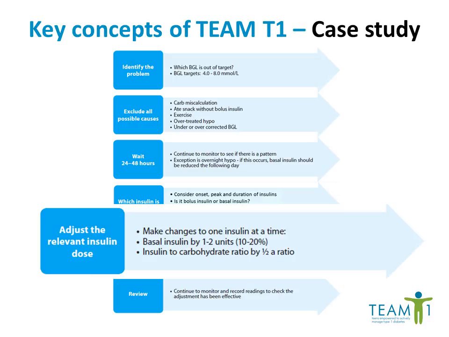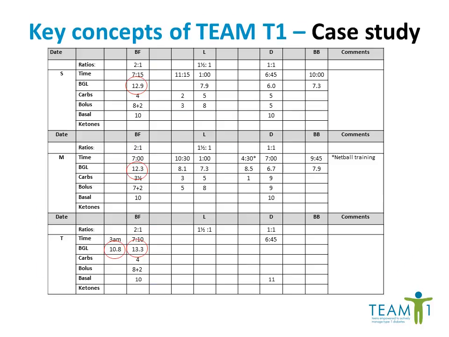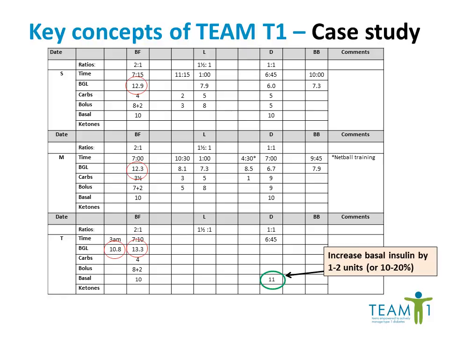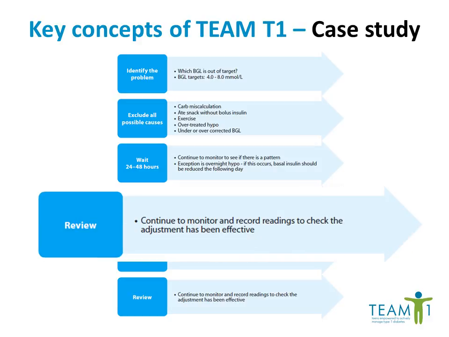So then we need to adjust the relevant insulin dose. And so we will adjust the basal insulin dose by 1 to 2 units or 10 to 20%. And remember, only change one insulin at a time. So we're going to increase the basal insulin by 1 to 2 units or 10 to 20%. And you'll note we haven't adjusted the mealtime ratios. And then the final step is to review the changes that have been made in order to see if it's been effective.